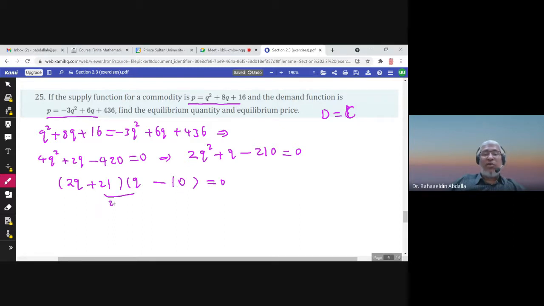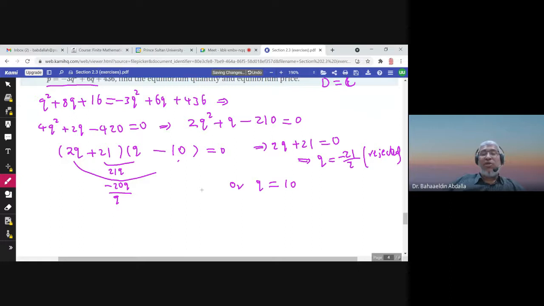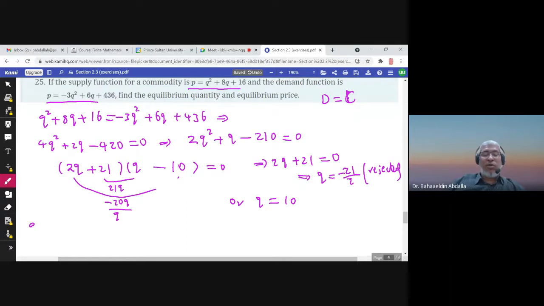Now check that when you add the inner terms and the outer terms, you get the term in the middle, which is correct. So this is the factored form, which means that either 2Q plus 21 is 0, then Q is negative 21 over 2, or Q is 10. Well, Q is the quantity. It cannot be negative. So this is rejected in real life. And Q is 10. So the equilibrium quantity is 10.